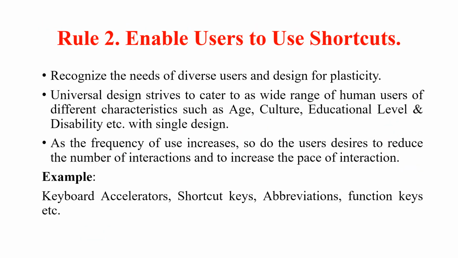Rule number 2: enable users to use shortcuts. Recognize the needs of diverse users and design for plasticity. Universal design strives to cater to as wide a range of human users of different characteristics such as age, culture, educational level, and disability, etc., with a single design. As the frequency of use increases, so does the user's desire to reduce the number of interactions and to increase the pace of interaction. An example for this is keyboard accelerators, shortcut keys, abbreviations, function keys, etc.